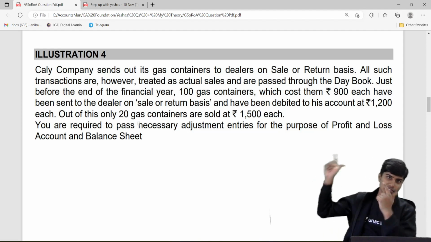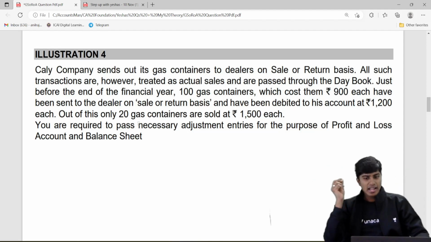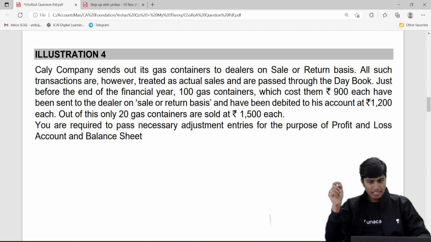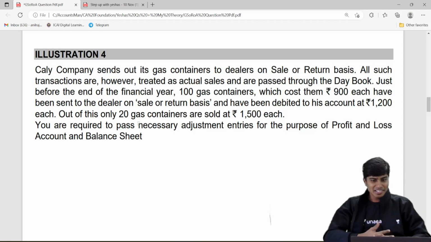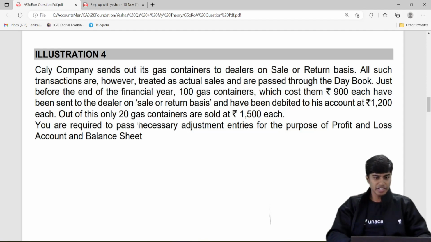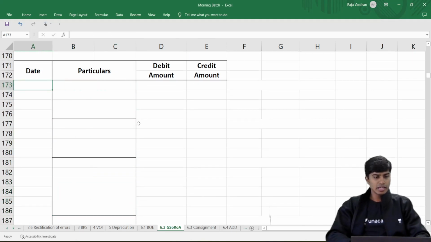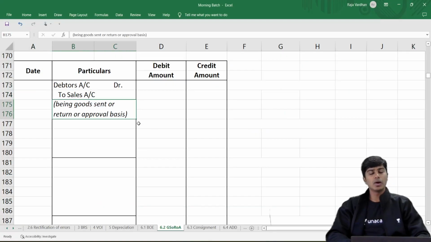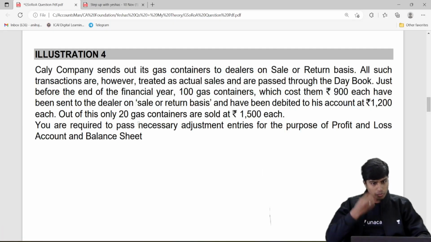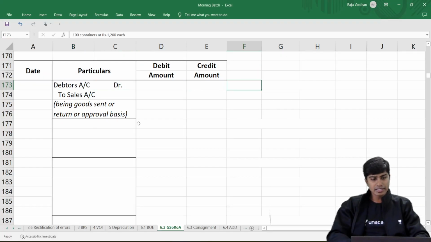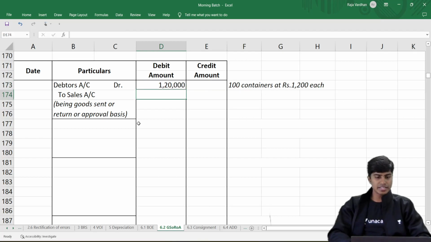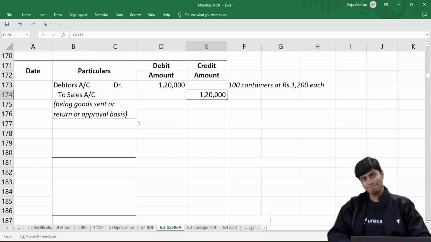We need to write entry for this sale transaction. Let us write 100 gas containers. Cost is 900. Let us identify what is the selling price. Debited to is accounted 1200 each. 1200 is the selling price. Shall we write the entry? In the books of Cali and Company, I will write the entry as debtors account debit to sales account being goods sent on return or approval, 100 gas containers at rupees 1200 each, 1,20,000.